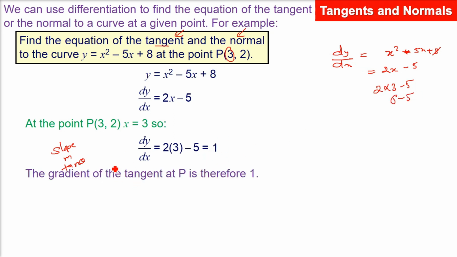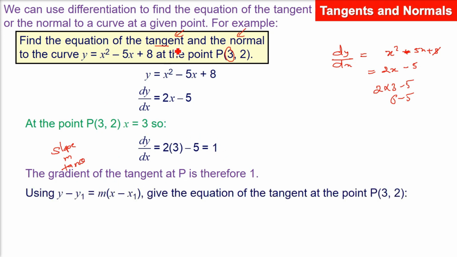Now when you have the slope, and when you have the point through which the line is passing, it is easier to find out the equation. We have y minus y1 equals m times (x minus x1). So this will be the equation of the tangent. This is the straight line formula. Please remember or recall, y minus y1 is equal to m times (x minus x1). (x1, y1) is the point through which the tangent is passing, and m is the slope of the tangent.